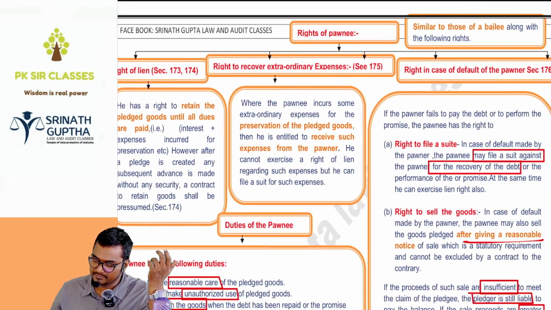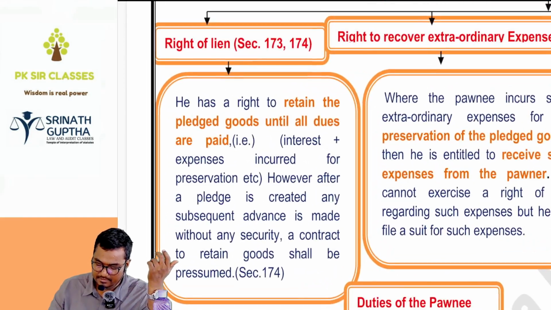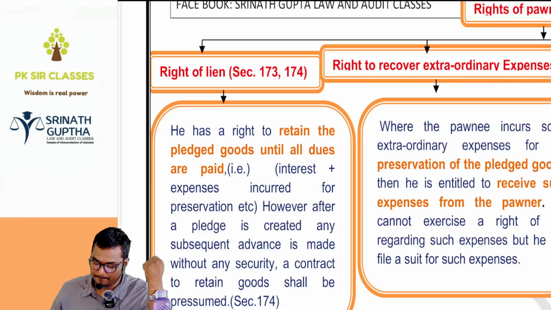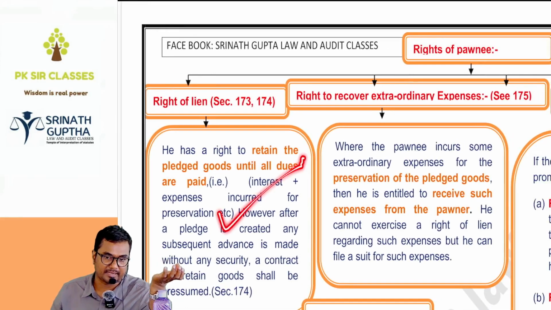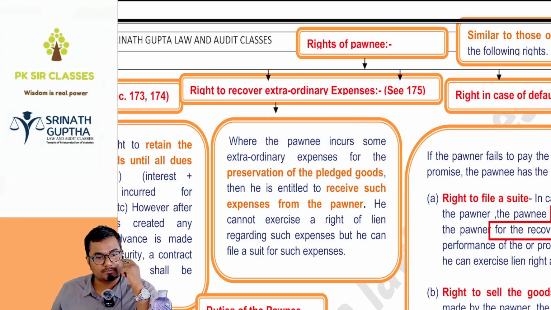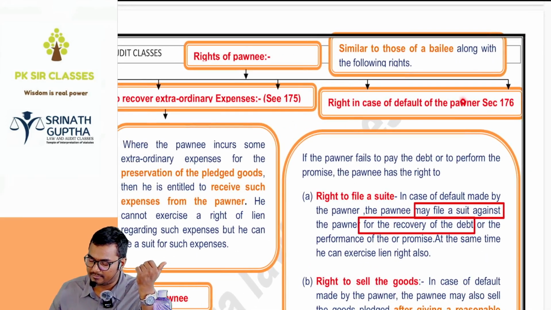Next, rights of the pawnee. Rights of the pawnee are similar to rights of the bailee, and he has the right of lien. The pawnee has the right to exercise the lien on the pledged ornament until you pay the principal, interest, and other expenses. Next, who has to bear expenses? Ordinary expenses: pawnee. Extraordinary expenses: pledgor.